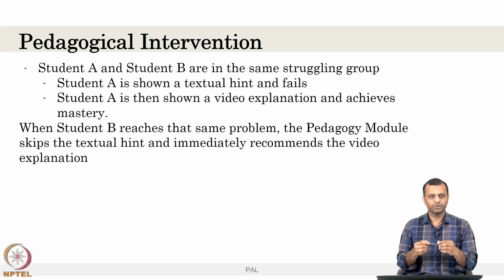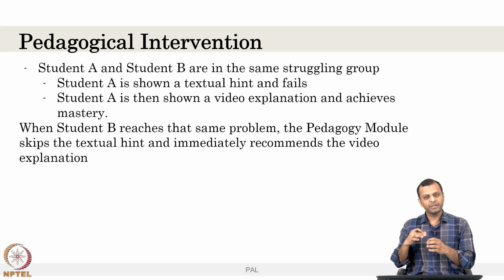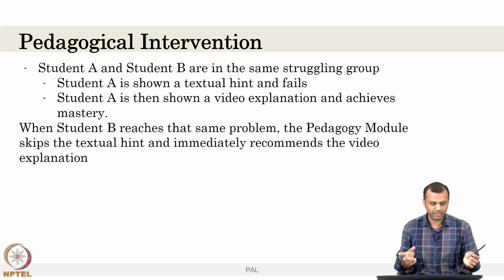Is that clear? So consider both student A and student B in the same group, and with A, the system tested. We see that A likes the video compared to the textual hint. Since I know A and B behave the same, I will give the same video to B instead of giving a textual hint. That's the idea. So that is collaborative filtering.